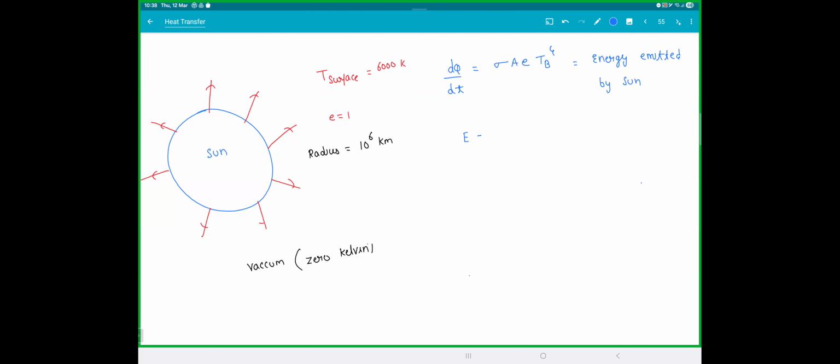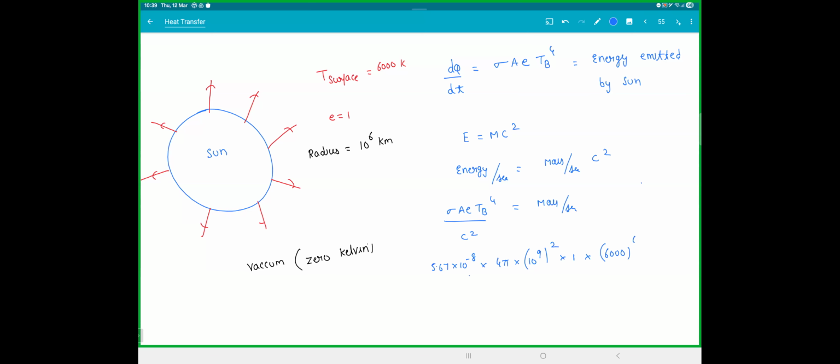So when you say E is equal to mc square, when you do this as energy per second, this will be mass per second. So I'll divide both the sides by c square. So this sigma A e T power 4 by c square will be mass per second. Yeah, done. So just substitute the values here. So 5.67 into 10 power minus 8. Area will be 4 pi into, that is 10 power 6 kilometers, so 10 power 9 ka square. E is 1. Temperature is 6000 to the power 4.